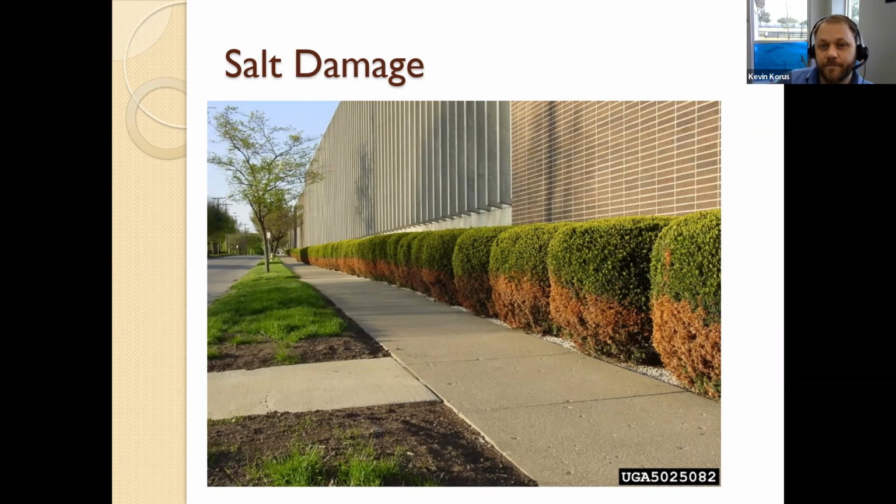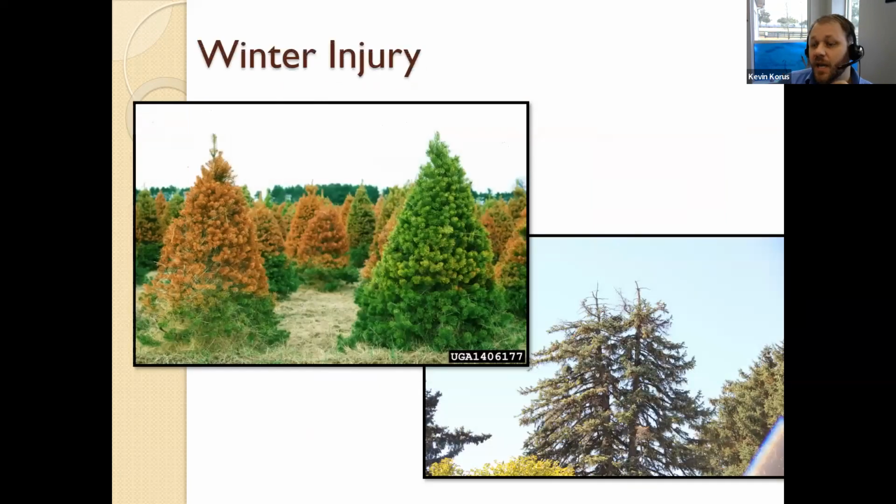So what's a good way to fix salt damage? The only thing you can really do is water, water, water, water, water, and try to flush all that salt out of the soil. Again, not a huge issue down here because our soils don't freeze typically.